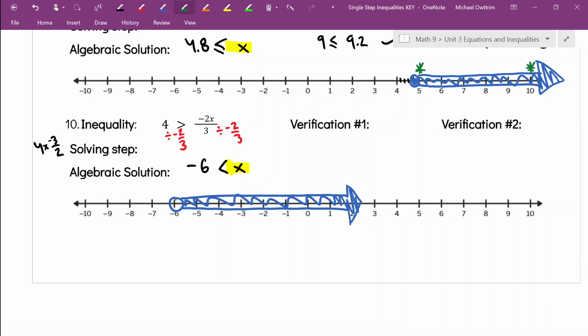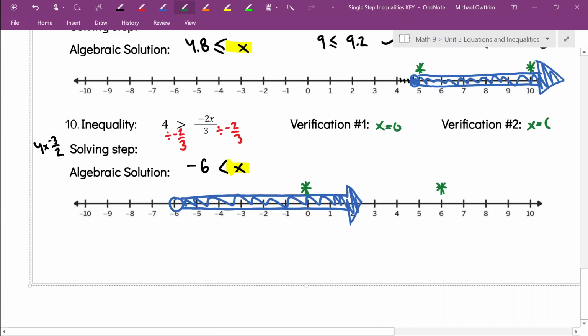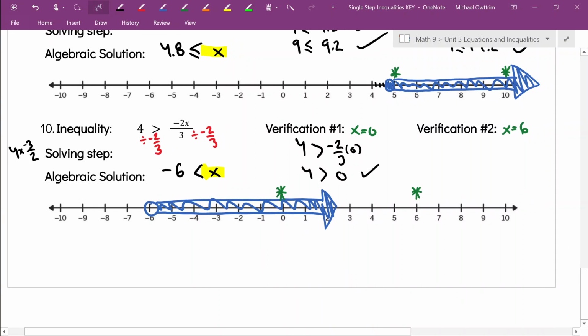Okay, so putting in some test points, we can put in x is 0, and, well, really any x's we want. I'm going to choose x is 6 as well. And let's go ahead and solve that out. So we're going to go ahead and check that 4 is greater than negative 2/3 of 0. 0 times anything is 0, and 4 is, in fact, greater than 0. We're also going to check that our x is 6 works out.